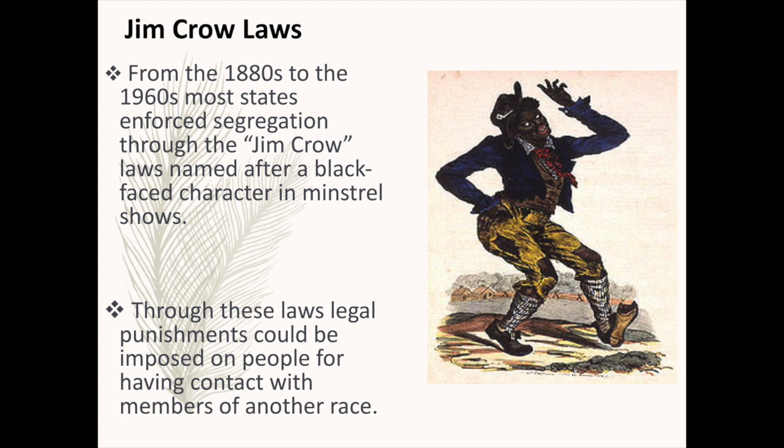Now, Jim Crow laws were actually enacted from the late 1800s all the way through the late 1960s, during the height of the Civil Rights Movement. So these Jim Crow laws were around for an extended period of time. These laws brought legal punishments, often harsh, that were imposed on people for having contact with members of another race or stepping into a facility that was segregated.